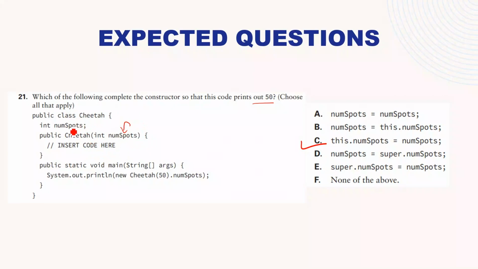So as both the names are the same, we have to differentiate between the instance variable and the local variable by using this.numSpots = numSpots. Okay, this is pretty easy, guys, pretty simple.